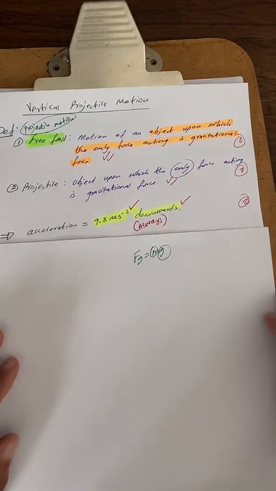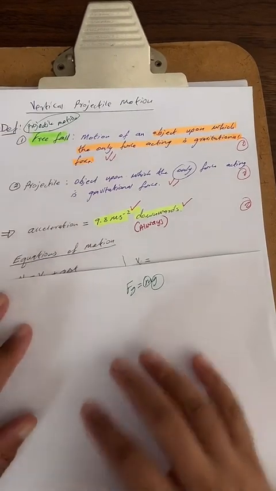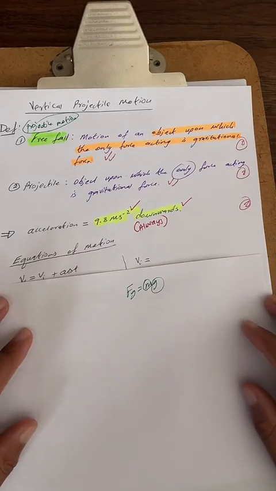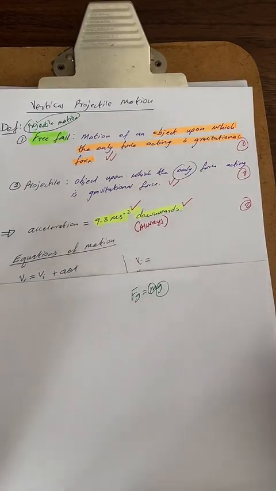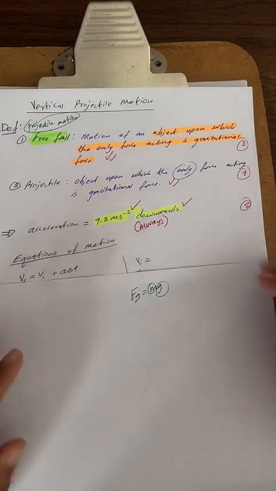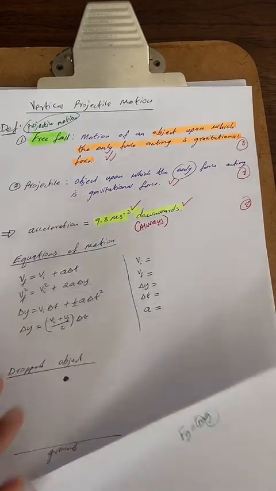Acceleration will be 9.8 meters per second squared. Now let's study the equations of motion that we'll be using. As I said, this chapter is actually one of the shortest topics, but it has a lot of things in it. It's very short. We don't have a lot of things to explain. There are 4 equations of motion.